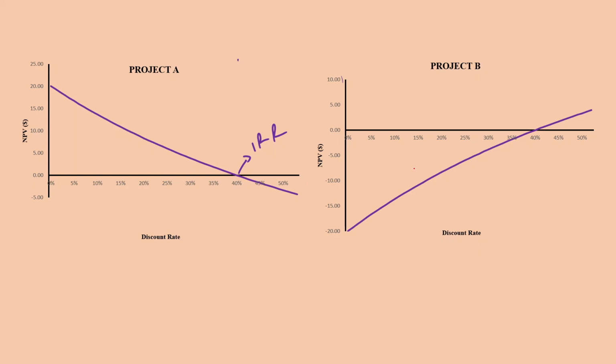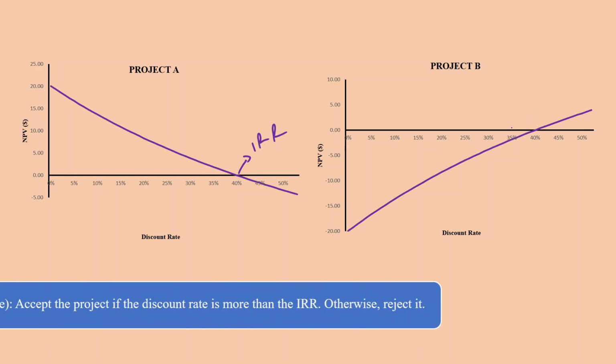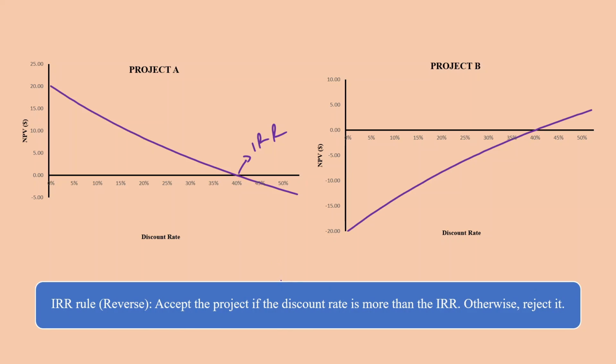But now the curve is upward sloping, meaning any discount rate less than the internal rate of return gives you a negative NPV, and anything more gives you a positive NPV. Exactly the reverse of the IRR rule that we have. So for projects like Project B, where the money comes in first and cash outflow happens later, you have this reverse rule that you accept the project if the discount rate is more than the IRR, otherwise you reject it.